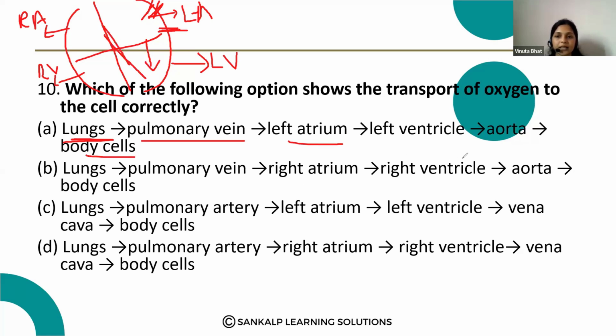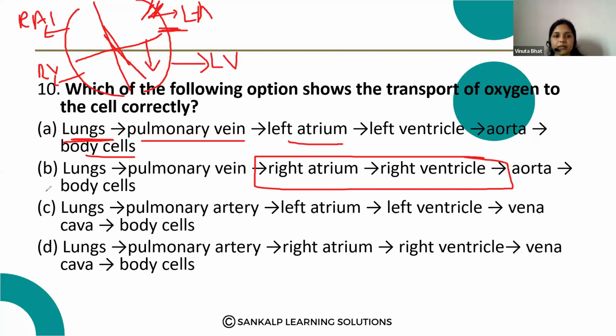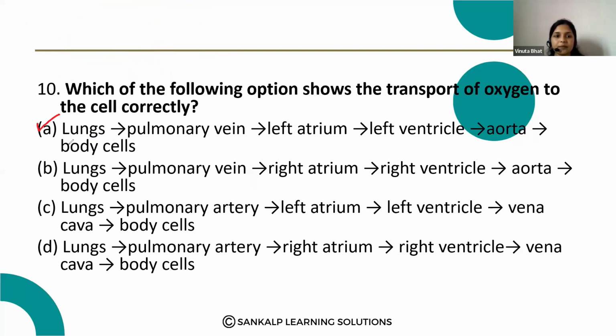Here, the right atrium and right ventricle receive the deoxygenated blood from the vena cava, upper and lower vena cava. So, option B is the wrong answer. The correct one is the lungs, pulmonary veins, left atrium, left ventricle, aorta, and body cells. So this is the way of transport of the oxygenated blood. They may ask the pathway of the deoxygenated blood, how it is transported in our body. So that also they may ask.